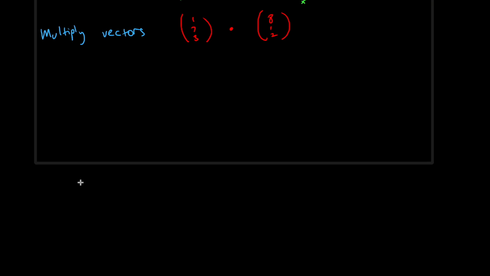This problem is asking us to multiply the vectors 1, 7, 3 and 8, 1, 2, and we could just take the dot product, same thing. 1 times 8 is 8, plus 7 times 1 is 7, plus 3 times 2 is 6. This is just equal to 21.